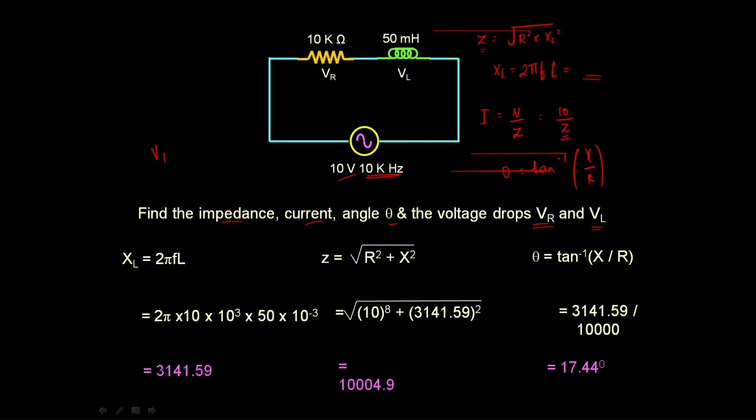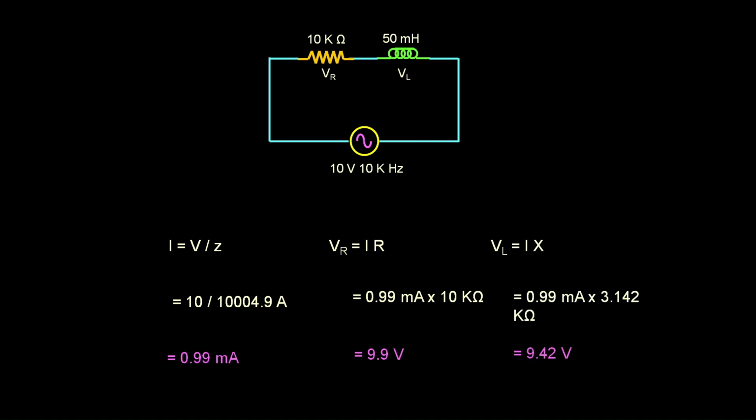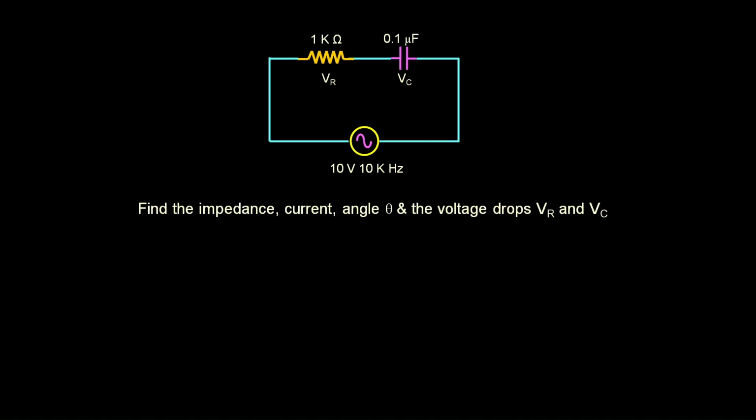Voltage drop VR will be I into R. For that we know R, we have to know I. We know Z, so I is equal to V by Z. With this formula we can find I, and this I we can substitute here to find VR. And VL will be I into X. Just substitute all the values and you'll get the answer. I hope this sum is clear. Let's move on to the next sum.